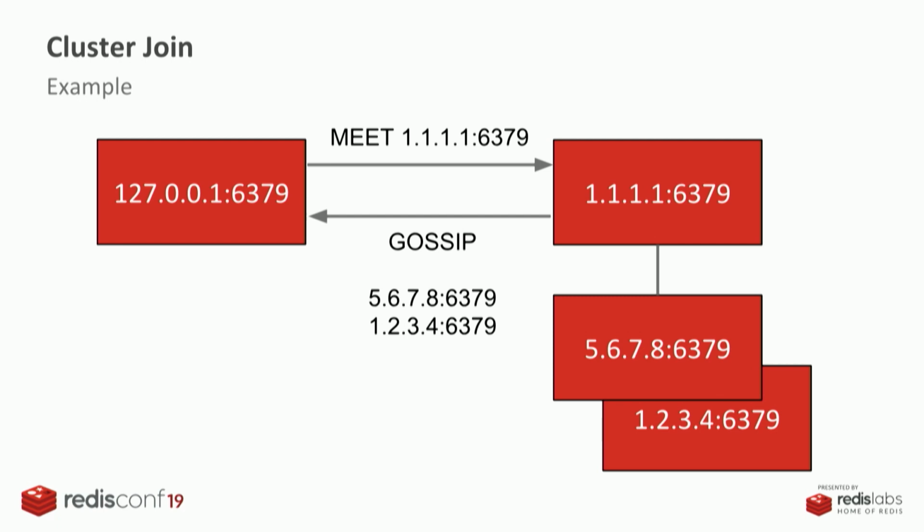The gossip is, without going into too much detail, pretty cool. Every X seconds, nodes will send a random subset of other nodes they know about. And that way by meeting one, you eventually figure out everybody else in the cluster. Eventually consistent is the word for it. So yeah, that's all you have to do to create a cluster, right?